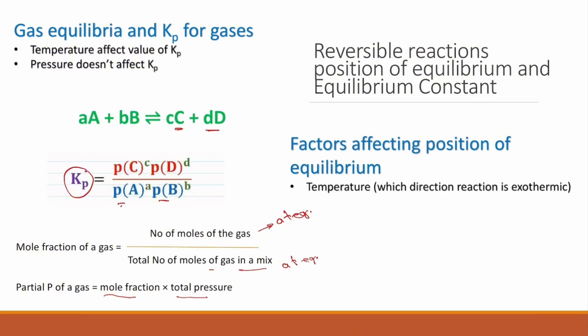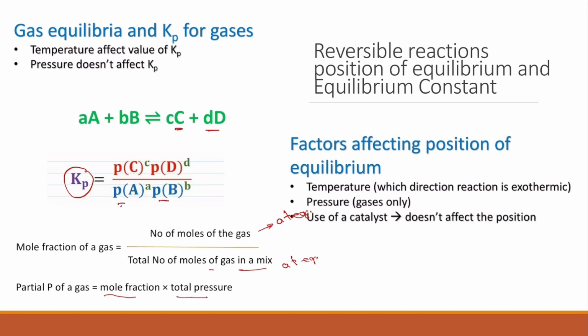So these are temperature, as we said, which direction of the reaction is going to be the exothermic and which one is endothermic, and the pressure in case of gases only. And of course, for paper two, it's always going to be gaseous reactions. So if you increase the pressure, the position of the equilibrium will be shifted to the side with the lower number of moles and vice versa.